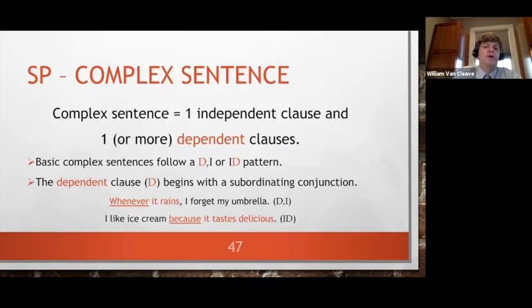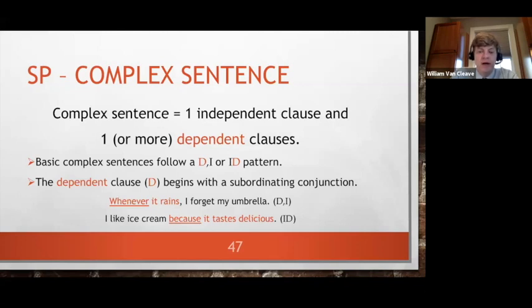All right, here's the power again. A complex sentence is one independent clause and one or more dependent clauses. Basic complex sentences follow one of these two patterns, DI or ID.